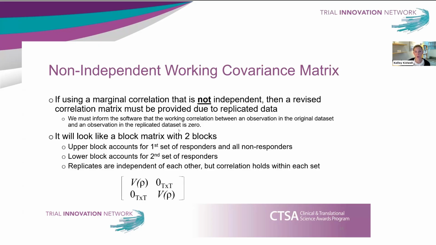The responders are replicated. And so we'll have this block matrix that we'll just have to specify in the software to say the upper block will account for one set of responders and all the non-responders, and the lower block accounts for a second set of responders. But they're independent of each other there. And that way we can specify any working correlation matrix that we want to within that block matrix, right? We can have autoregressive, we can have exchangeable, whatever you feel like is most appropriate for your data.